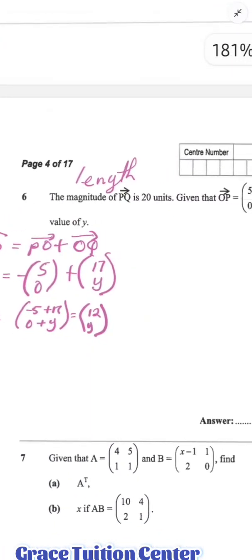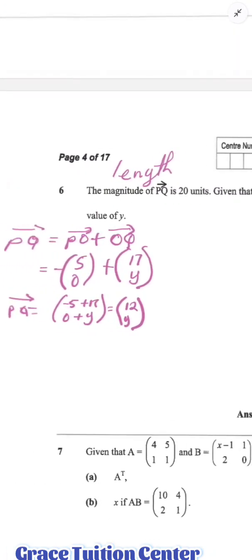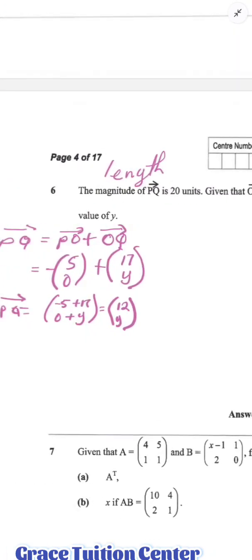Now, when we find the vector PQ, we must use this information that we are given here to work out the magnitude of PQ. We have to find the magnitude of PQ. So under vectors, you will notice that the formula for magnitude, which is the length of a line, is the magnitude of PQ, and we use these bars here to represent magnitude.